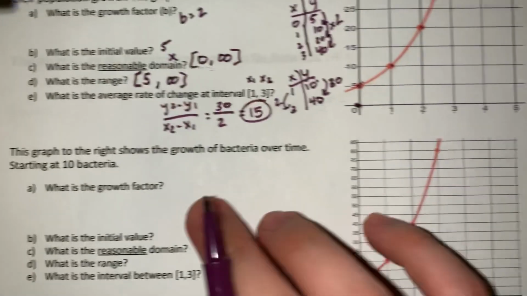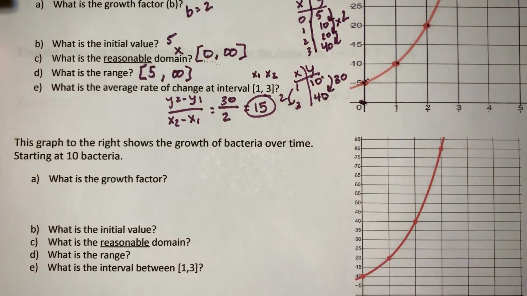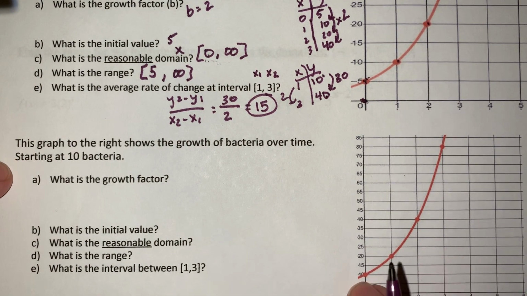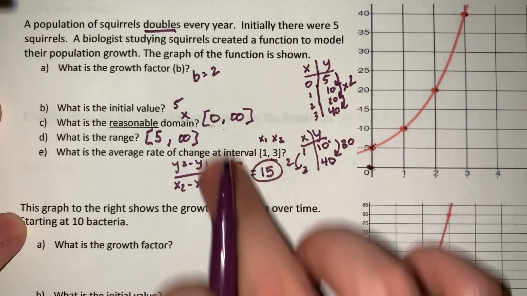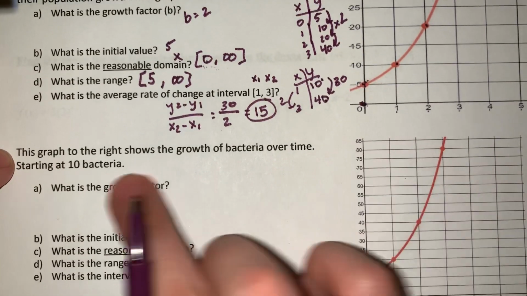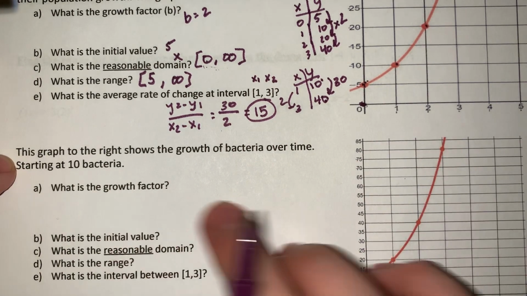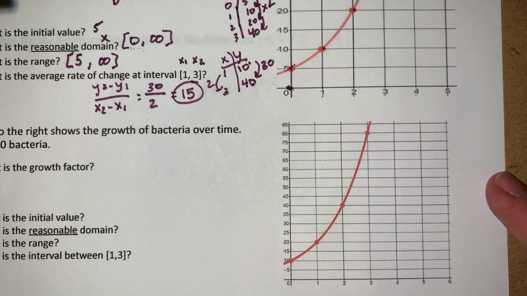So what is the growth factor? Again, that is b, what it's growing by each time. So I can make a table. Actually, I need to make a table here because it doesn't give me anything in the question. Like the first one gave me doubles, which tells me, okay, it's multiplying by 2 each time. This one doesn't give me that information. It tells me what it starts at, which is good to know, but I don't know what it's growing by each time unless I make myself a little table here.